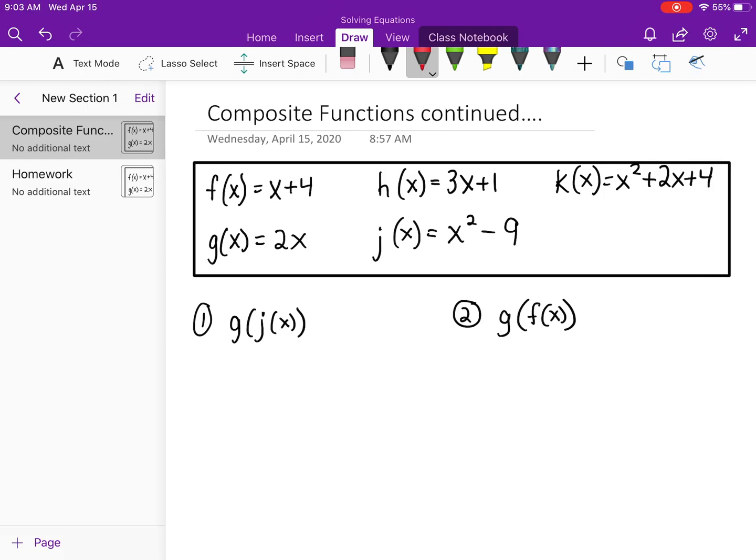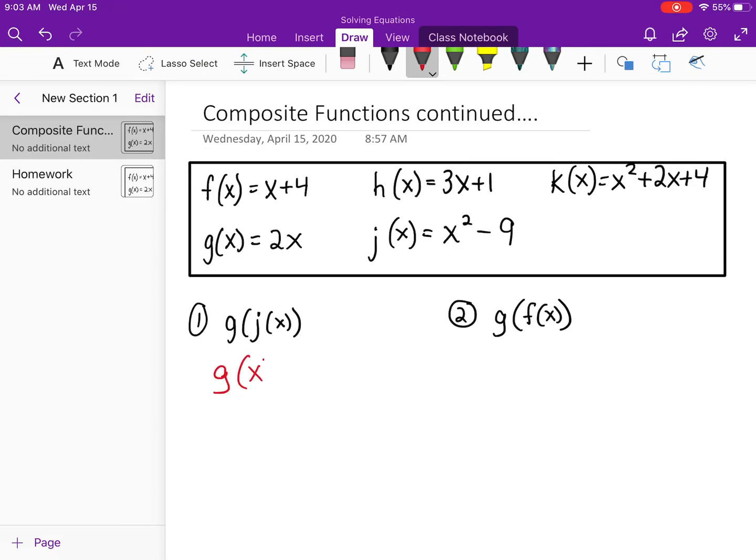Okay, so let's take a look at our first problem, g of j of x. So if we're working from the inside out, look at the inside first. It's j of x. And then go up to your box with all the functions in it, and we see that j of x is x squared minus 9. So we're going to take that x squared minus 9 and we're going to put it inside the parentheses in place of j of x. So it'll look like this, g of x squared minus 9.